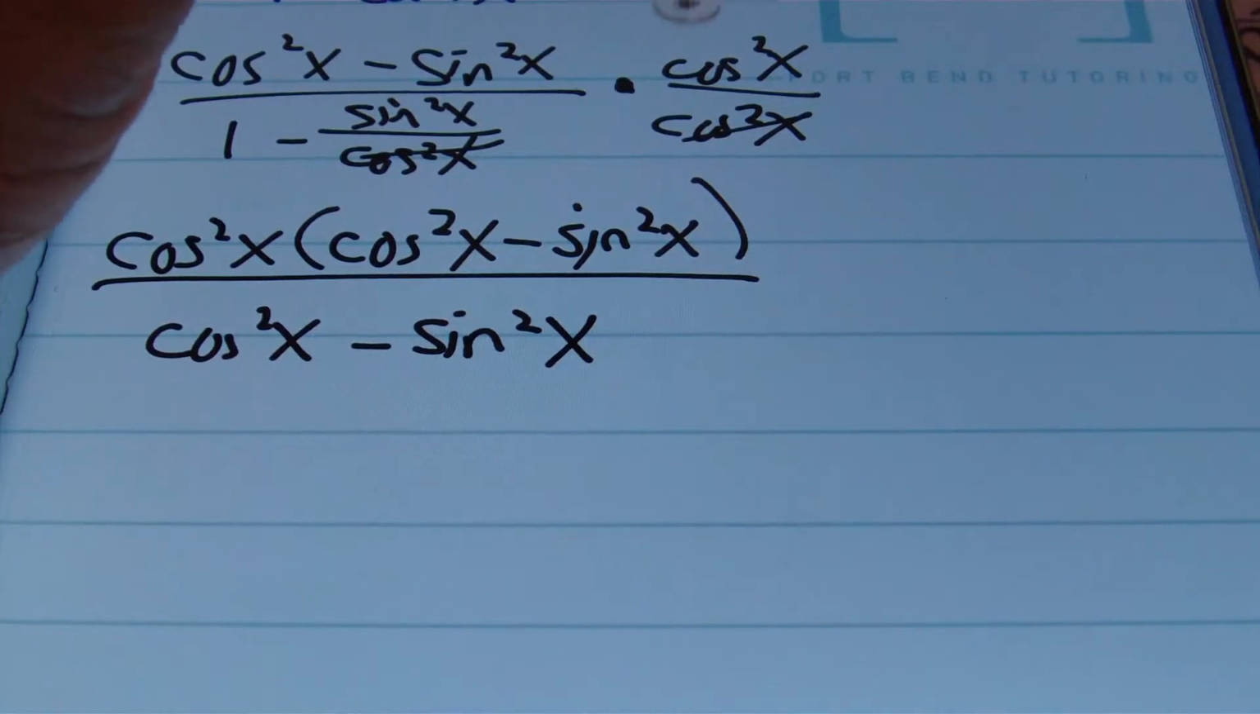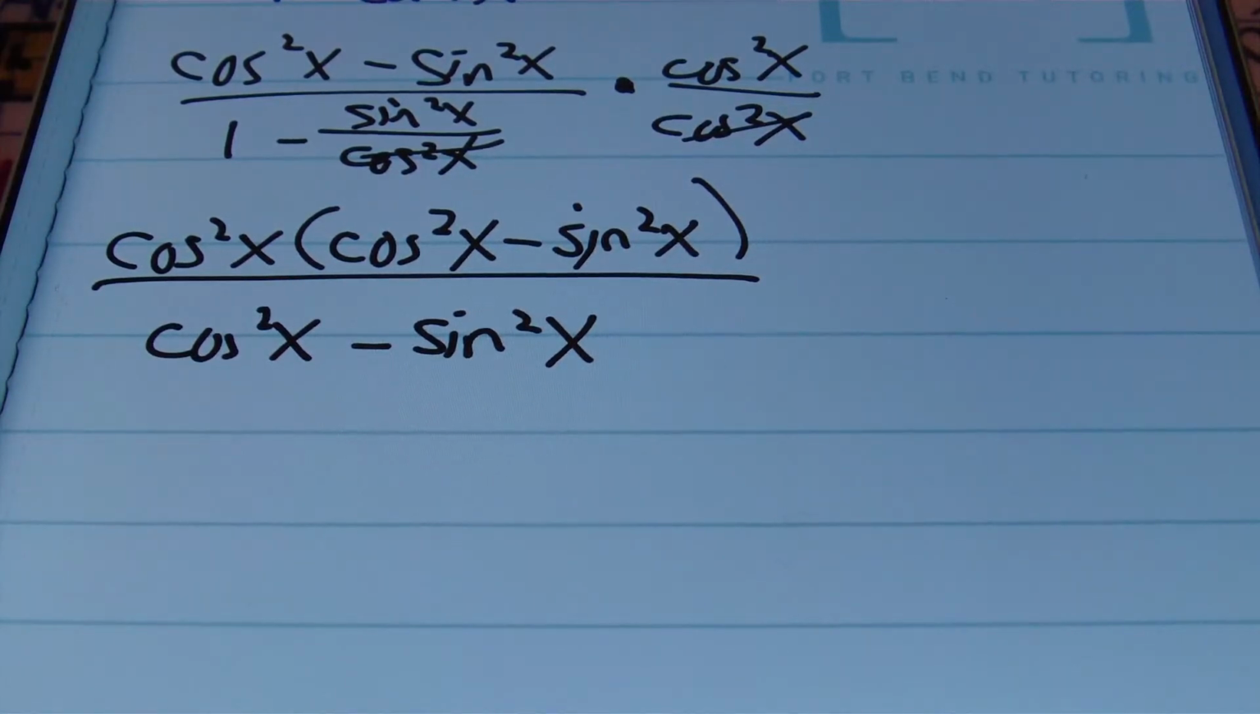So I'm distributing the cosine squared x to each and every term, except that in the numerator, I knew that it was going to be a bit more complicated, so I just left it as cosine squared x times that existing binomial, which was the cosine squared x minus sine squared x. All right, I really only distributed in the denominator. Just letting you know.